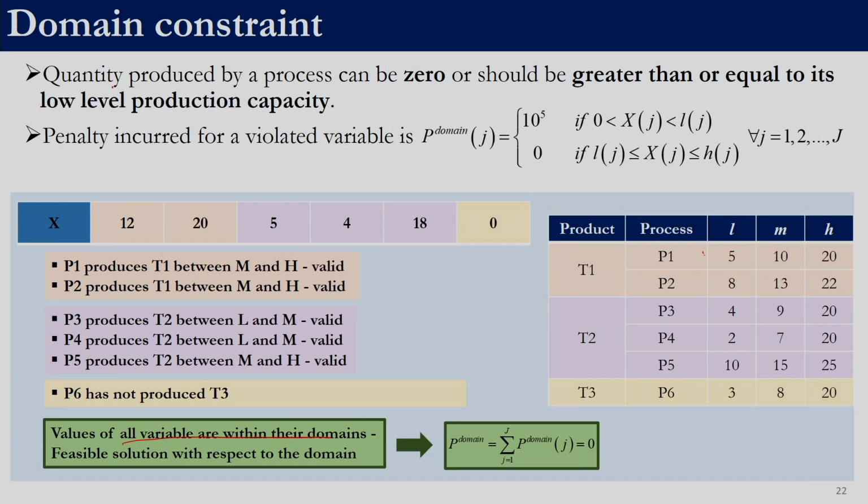So, in the domain constraint, the quantity that is produced by a process can be 0. So, 0 is permissible, but otherwise it has to be greater than or equal to its low level production capacity. And if you have thoroughly understood metaheuristic techniques, you would also know that we will never get above H, because any solution that we get from the metaheuristic techniques is within the domain. It is going to be between 0 and H, but here we additionally want it to be either 0 or greater than L. So, whenever a variable is greater than 0 but less than L, we will assign a penalty of 10 power 5.